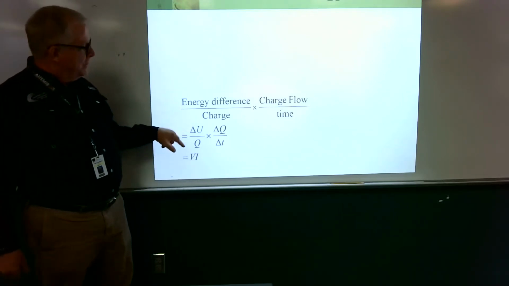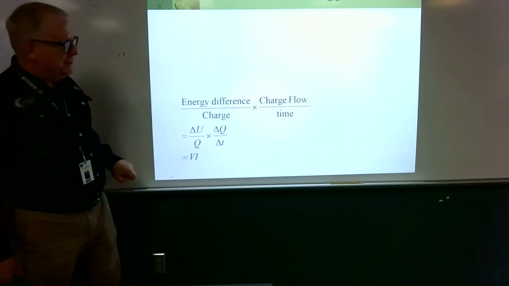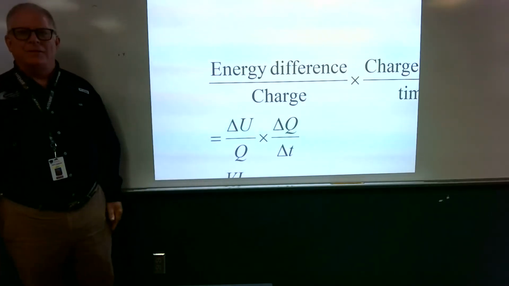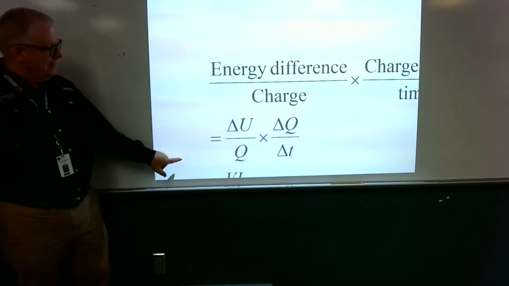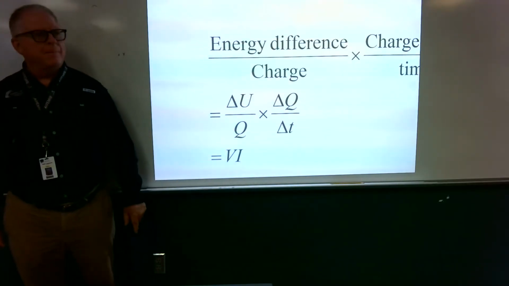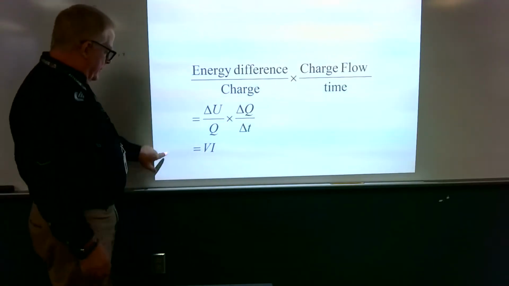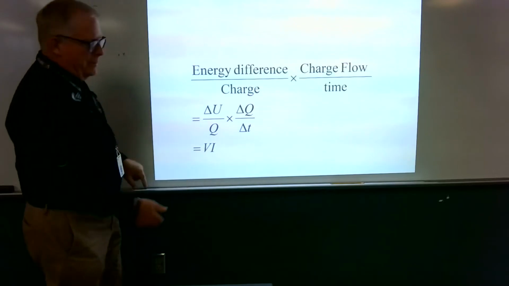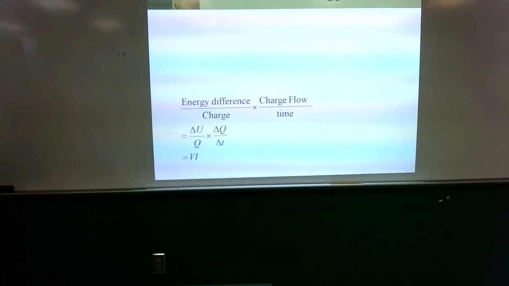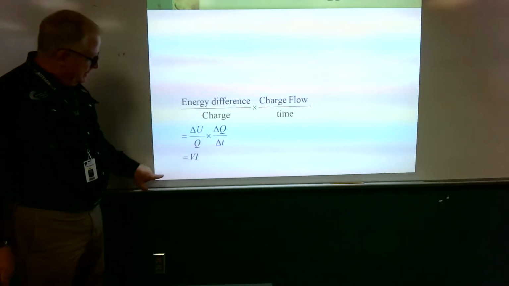Well, that means that we're going to take this first thing here, that's the potential difference, the voltage, times the current. And that gives us the power. So our formula for power is potential difference, or voltage, times the current.